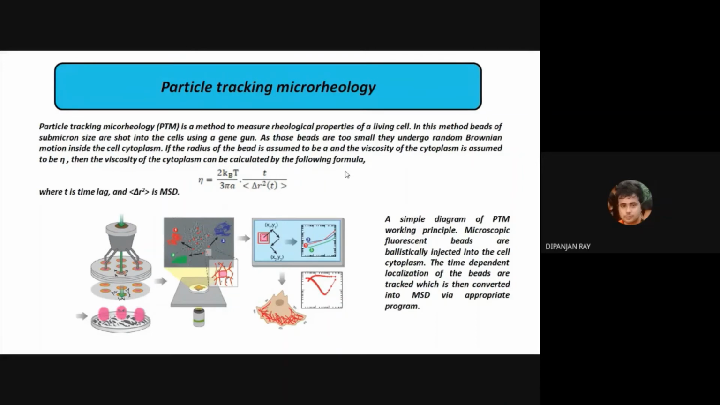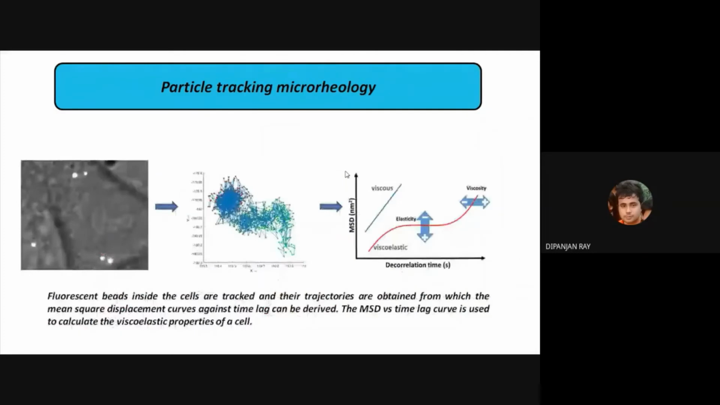But one drawback of atomic force microscopy is that we cannot measure the rheology in different planes of a cell. So that's why I have gone with particle tracking microrheology. So what is this? Basically, in this method, some fluorescent submicroscopic beads, which are 200 nanometers in diameter, are ballistically injected inside a cell, and then the movement of these beads is tracked for a specific time period.